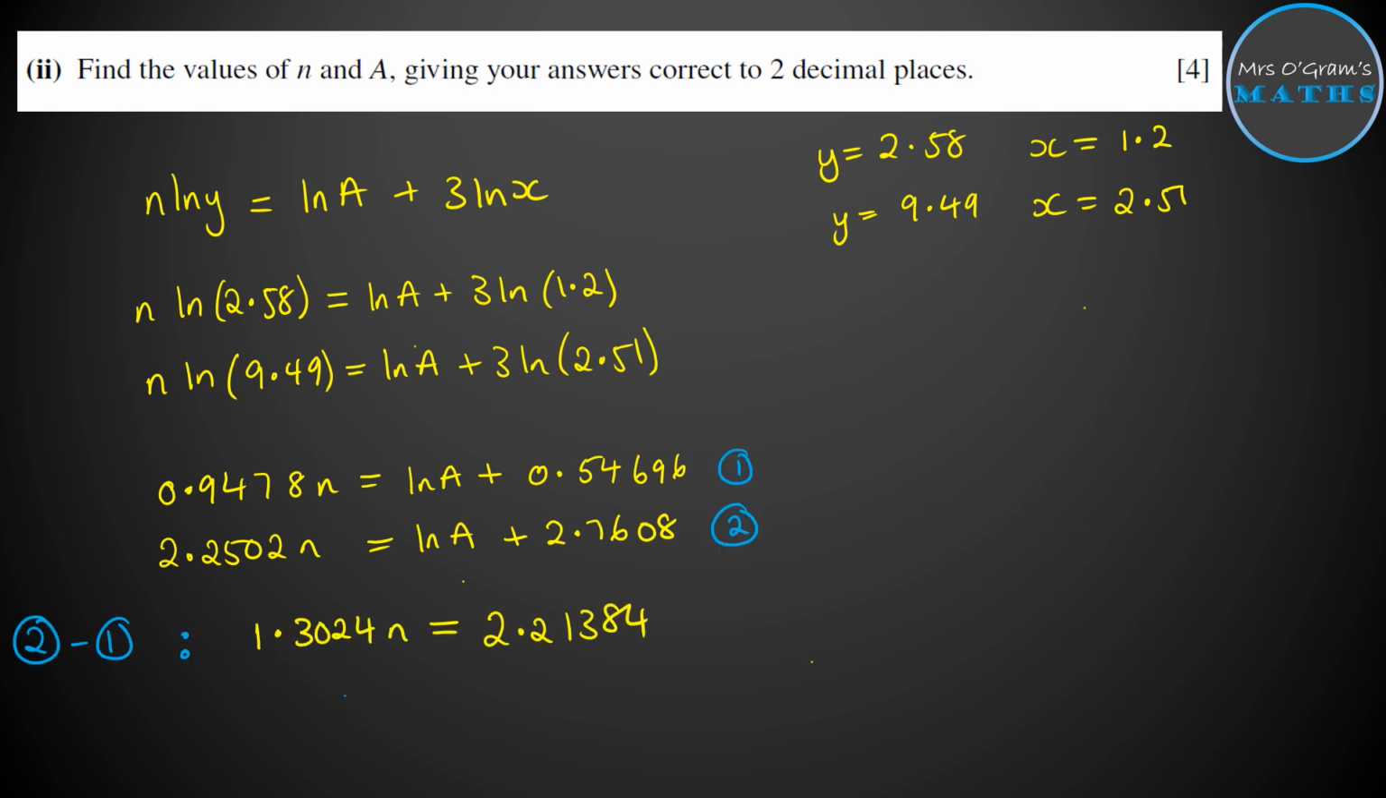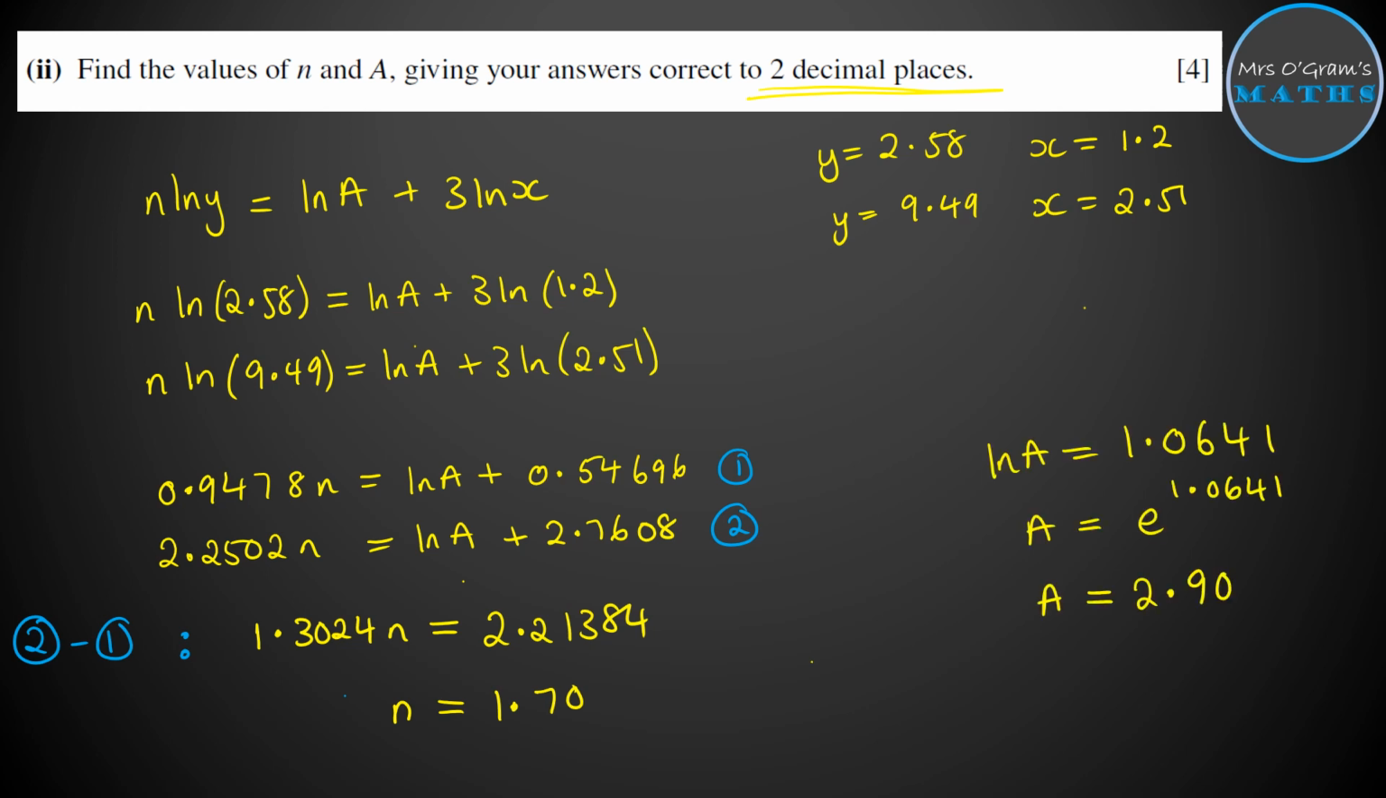Like this, and then we get that n equals 1.6998, which rounds to 1.70 to 2 decimal places, which we were asked for in the question. Now we've got n, we can work out a. And if we work that through, we get that a is equal to 2.90.